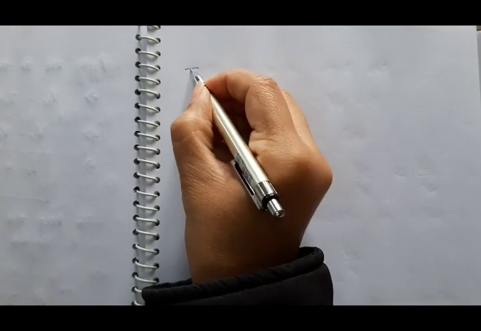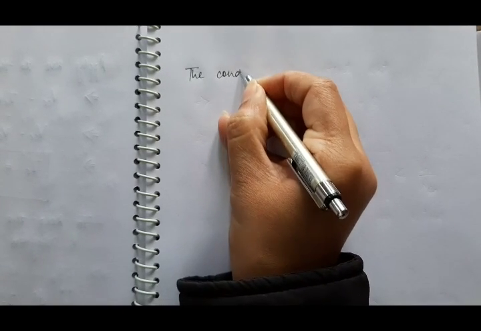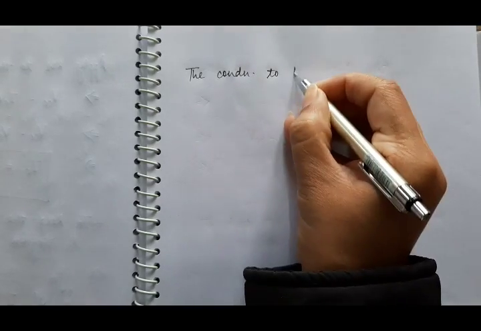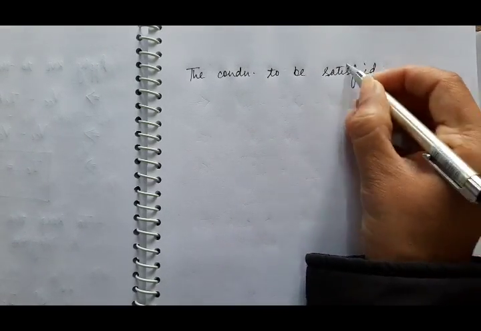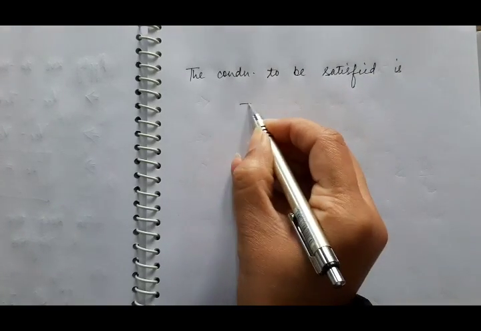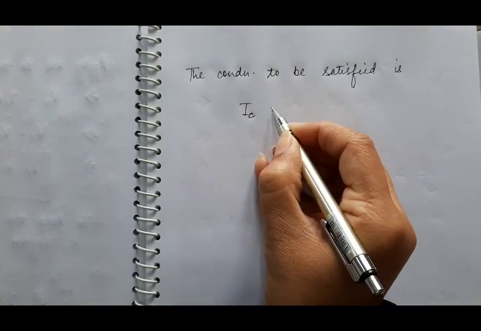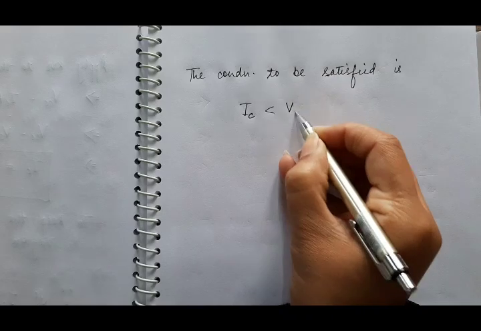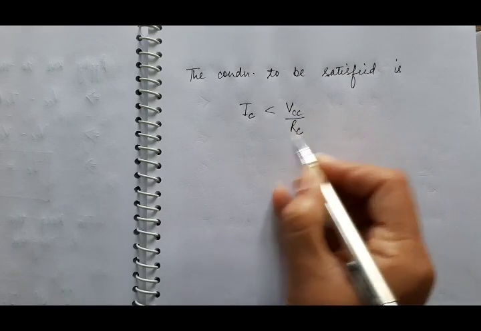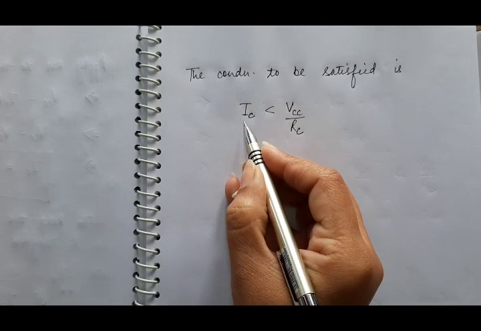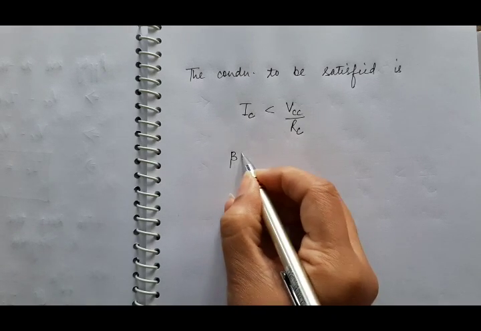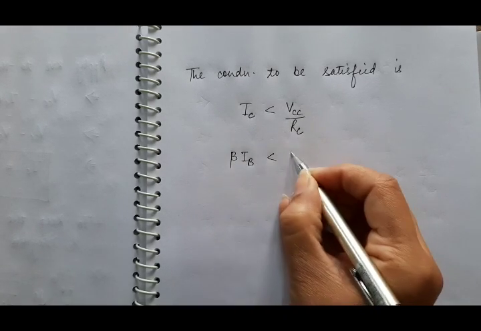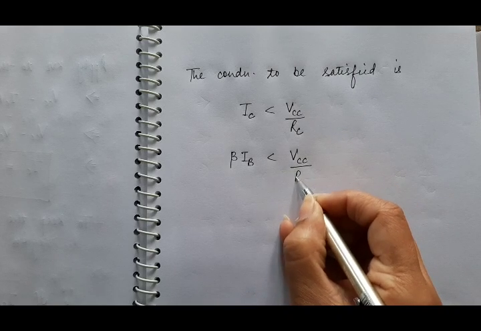So the condition to be satisfied is that this collector current must be less than VCC by RC. And what is the value of collector current? What will be the condition over the base current? IC, we know that it is equal to beta IB. It is less than VCC by RC.